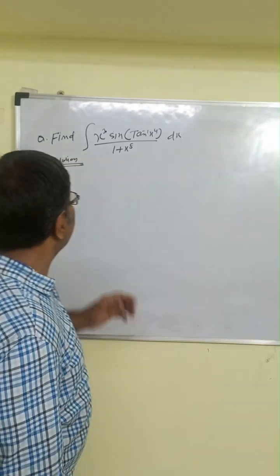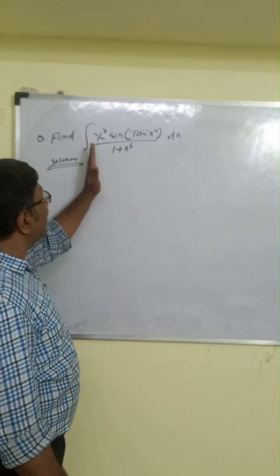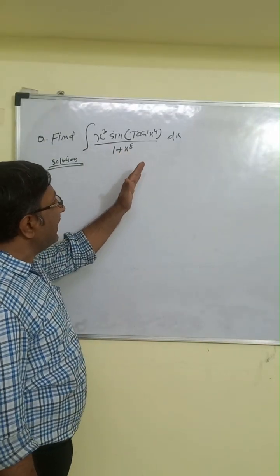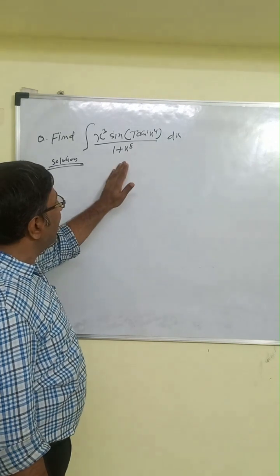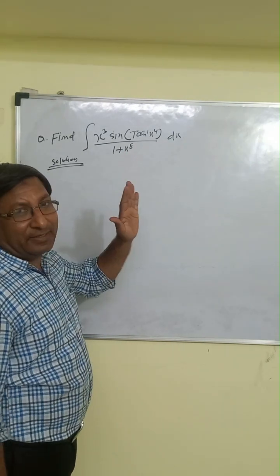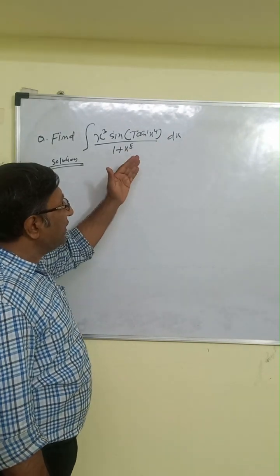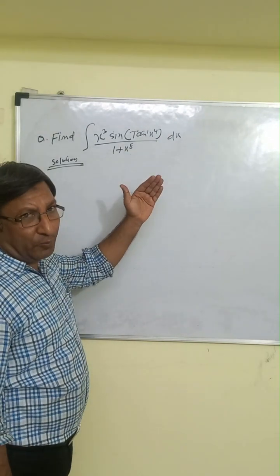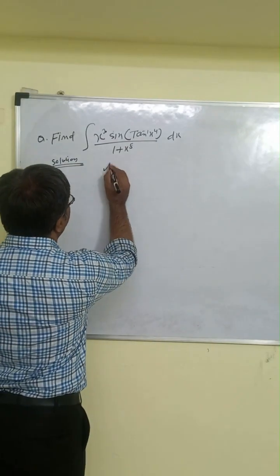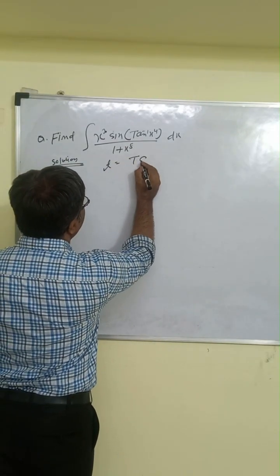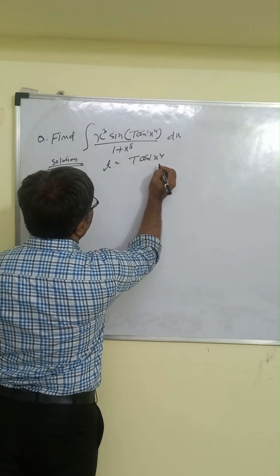Let us see the question. Integration of x cube sin tan inverse x to the power 4 upon 1 plus x to the power 8 dx. So for this type of question, the simple technique is what? Just put tan inverse x to the power 4 equal to t. So if we put this number t equal to what? That is tan inverse x to the power 4.